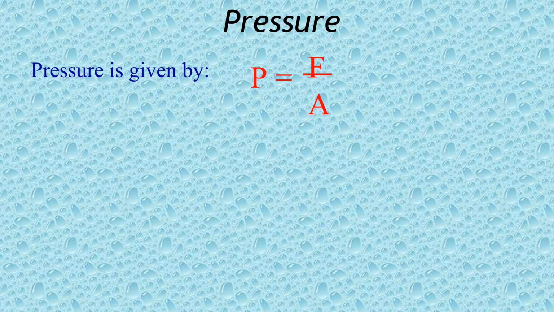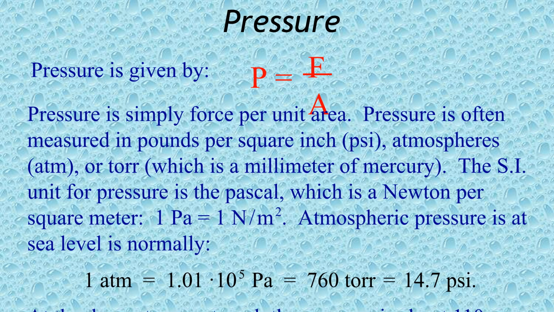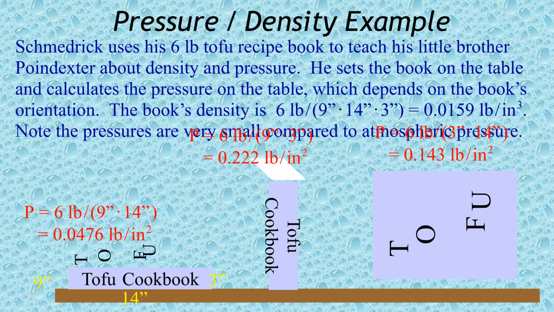Pressure, P, is defined as force per unit area, or F/A. The SI unit for pressure is the Pascal, equivalent to 1 Newton per square meter. Atmospheric pressure at sea level is approximately 1 atmosphere, or 101,000 pascals. This example shows how pressure depends on the area over which a force is distributed. A 6-pound book exerts different pressures depending on its orientation on the table. Note that all these calculated pressures are very small compared to atmospheric pressure.